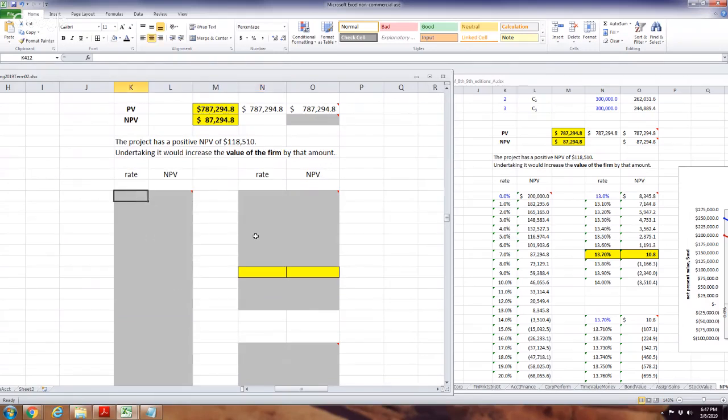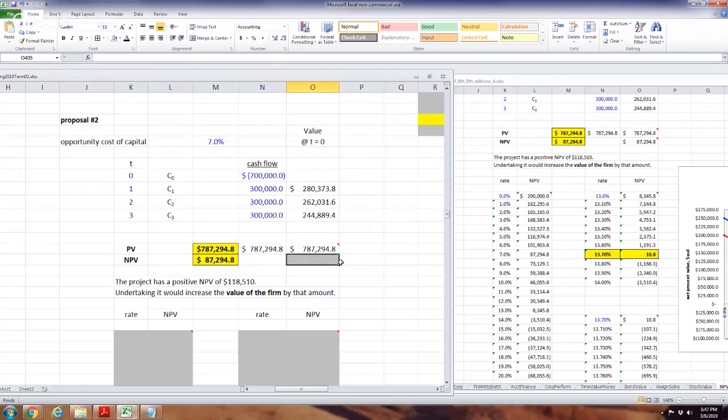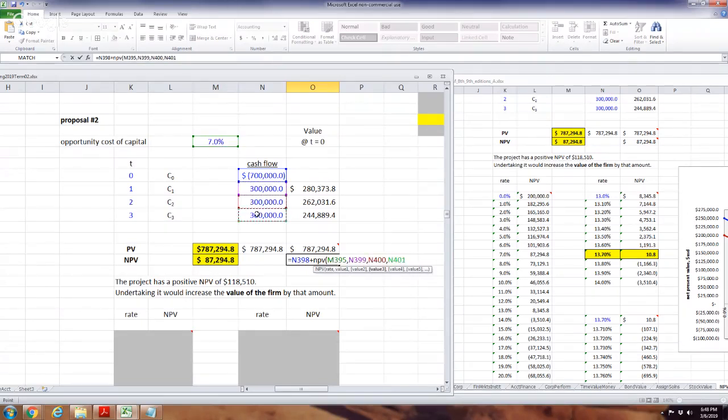Okay, so in here actually we'll do the last version of this. So this equals 700,000 plus NPV, parenthesis, here's your rate, comma, value 1, comma, value 2, comma, value 3. There it is. I'll just leave it up there for a second.